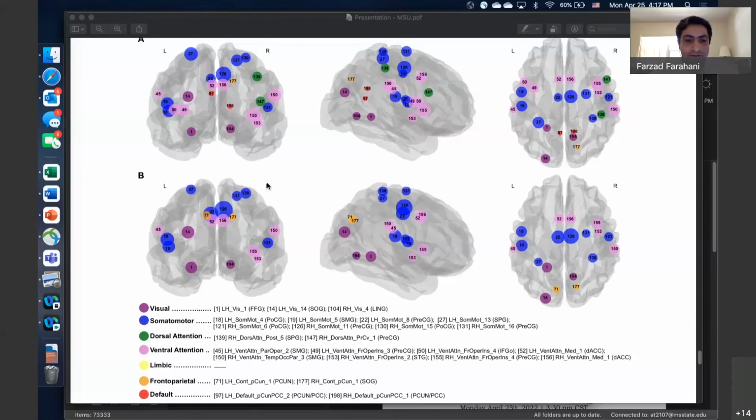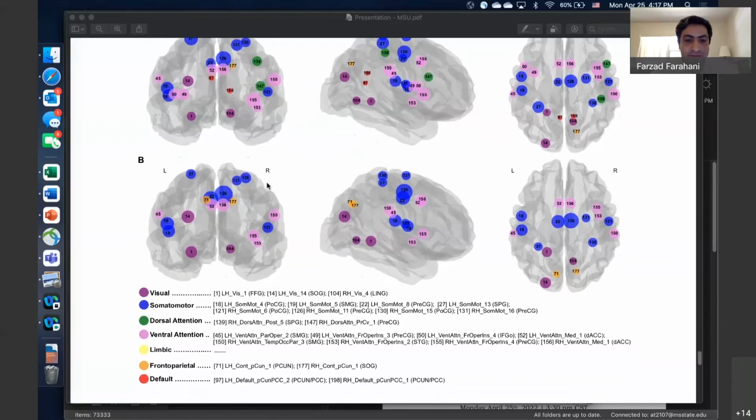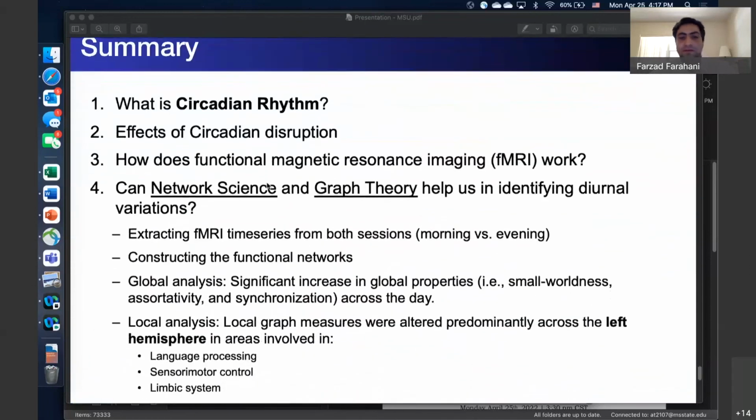And I don't think we have any other slide, but can we go to the next? Oh, yeah.